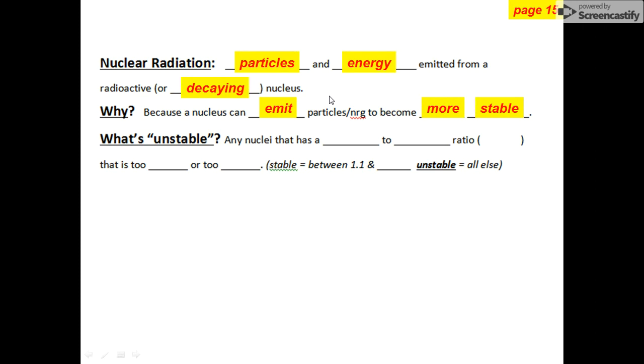Well, any nuclei that has a neutron to proton ratio, that would be like the number of neutrons divided by the number of protons. If that ratio is too high or too low, it is unstable. A stable ratio of neutrons to protons would be between 1.1 and 1.5. Everything else is unstable. Basically, atoms are stable if the number of neutrons and protons are pretty close to each other, or if you just have a few more neutrons than protons. But if you have a lot of extra neutrons, that's unstable. Or if you have a lot of extra protons, that's unstable.